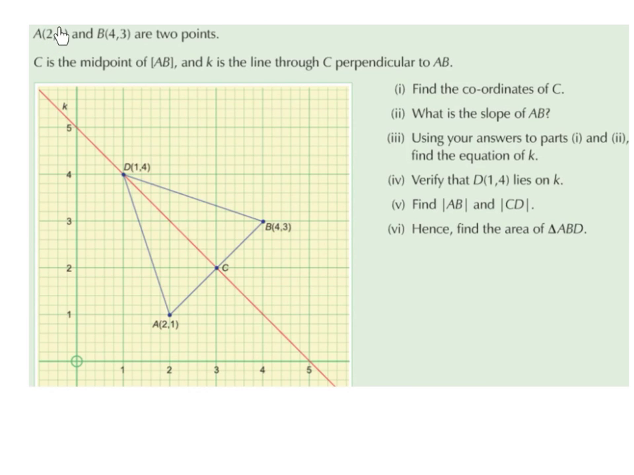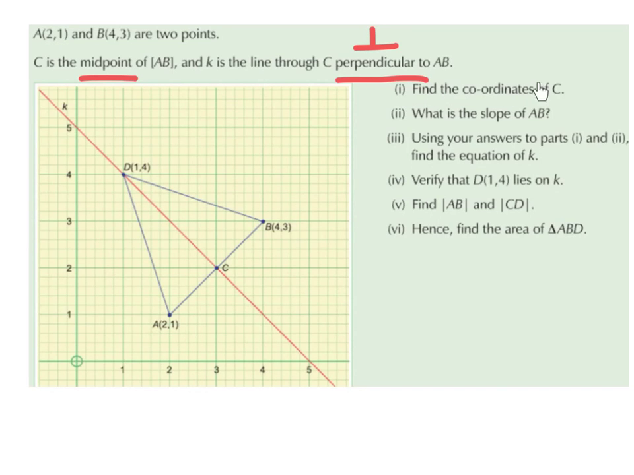A (2, 1) and B (4, 3) are 2 points. C is the midpoint of AB, and K is the line through C that's perpendicular to AB. So perpendicular lines meet at right angles.